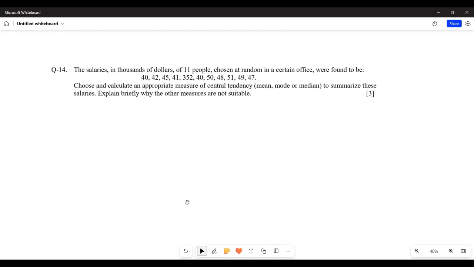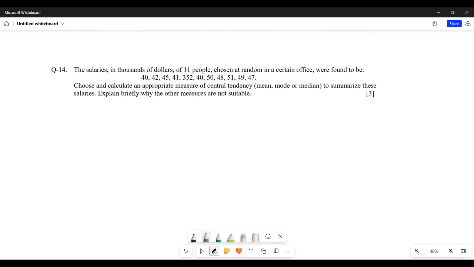So mean is the best way of summarizing the data, but mean fails if there's an outlier in the data, which there is. All the other values are quite similar, except for this. This salary is significantly higher than the other salaries. So mean is not a good way of representing the data because 352 is an outlier. So you write that down.